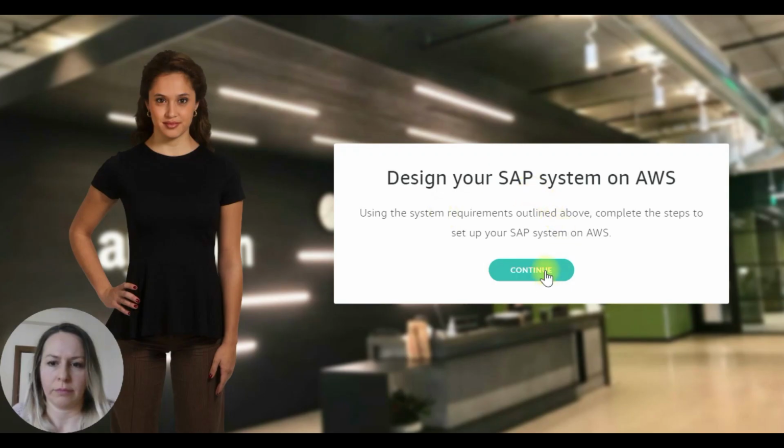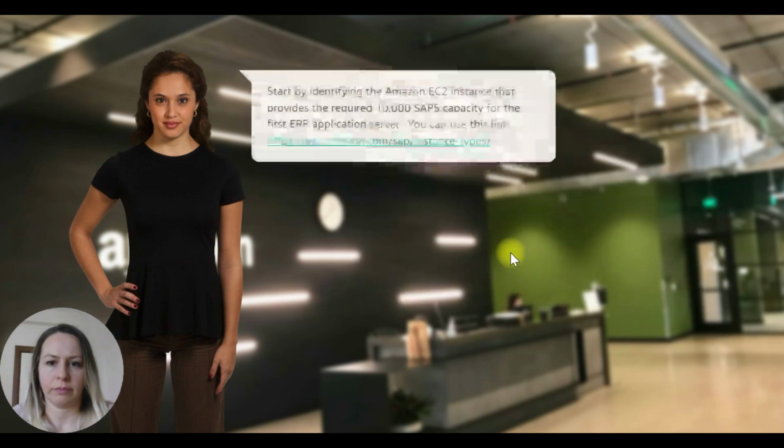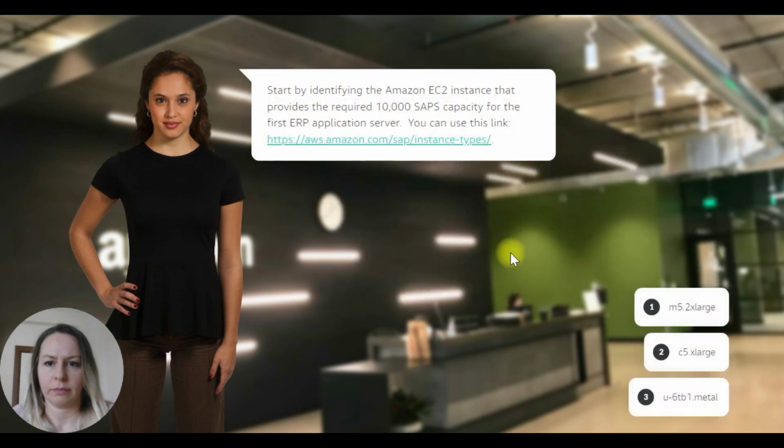Design your SAP system on AWS using the system requirements outlined above. Complete the steps to set up your SAP system on AWS. Start by identifying the Amazon EC2 instance that provides the required 10,000 SAPS capacity for the first ERP application server.